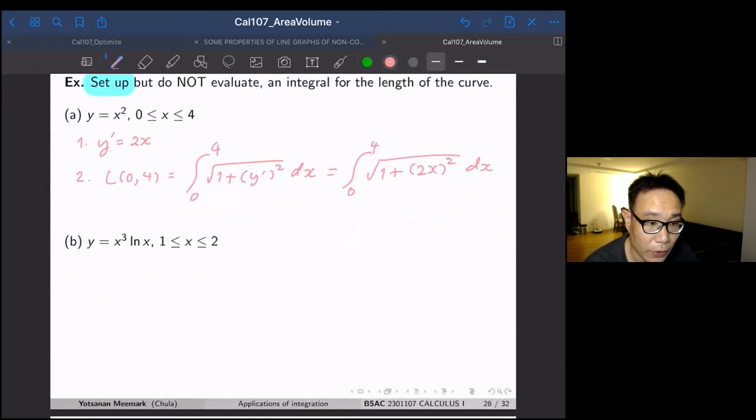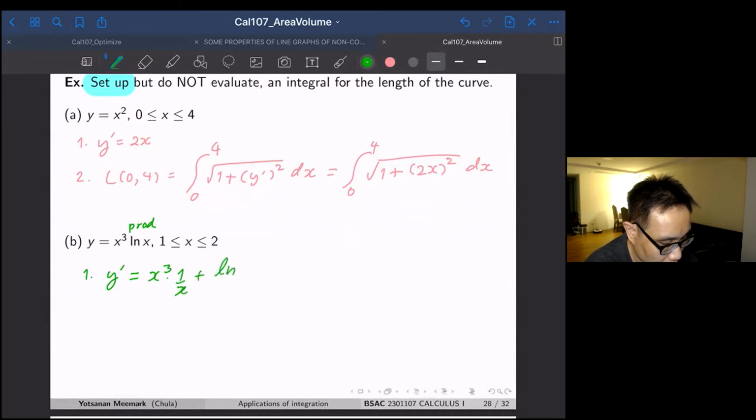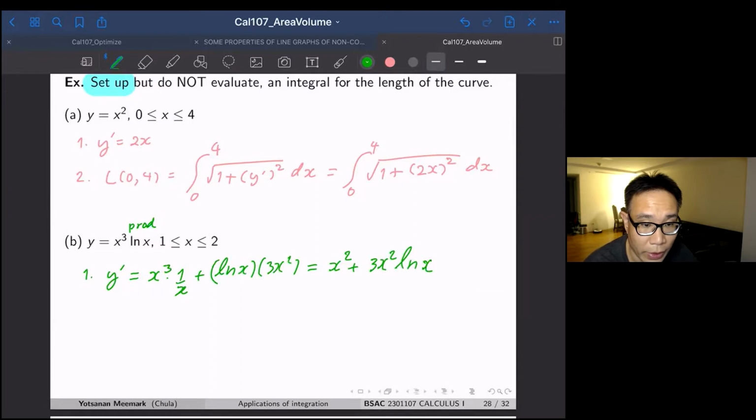The second one, you have y equal to x cubed log x, and you'd like to set up the arc length from 1 to 2 of this function. So in this case, you're going to have y prime. You have to use the product rule. So it's going to be the derivative of the first times the second plus the derivative of the second times the first. So you get x squared plus 3x squared log x. So this one will be the y prime.